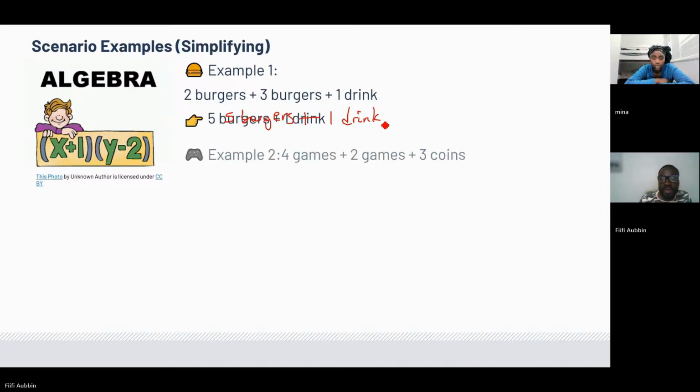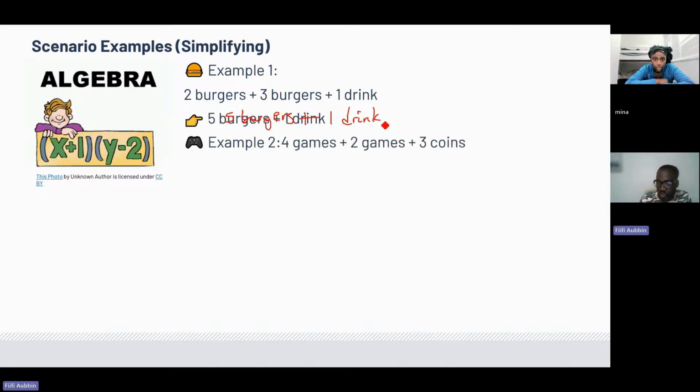Okay. Then 4 games plus 2 games plus 3 coins. What are you going to get? You're going to get 6 games and 3 coins. Okay. Now, let's move on to the third example.